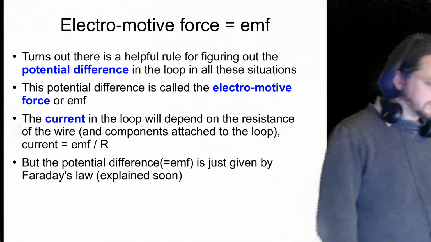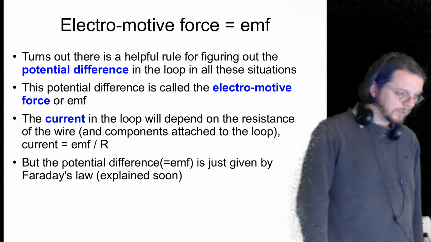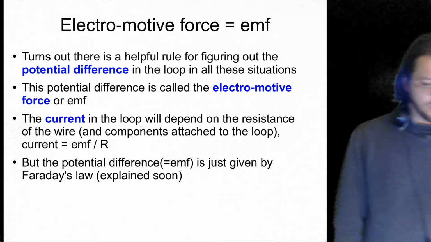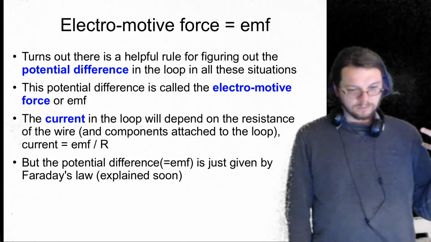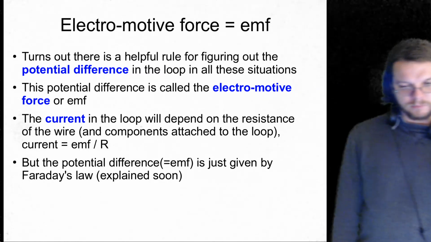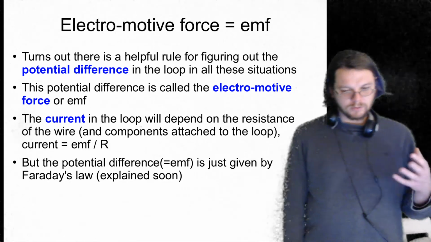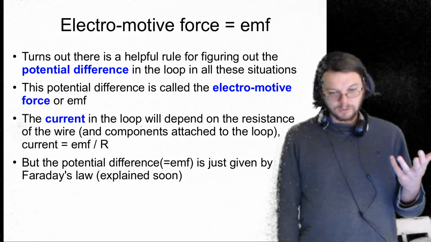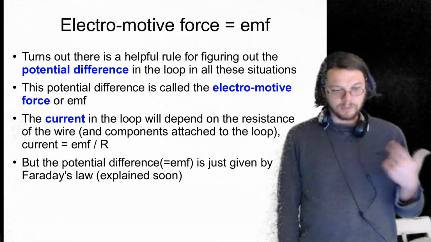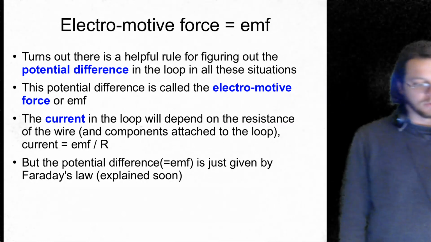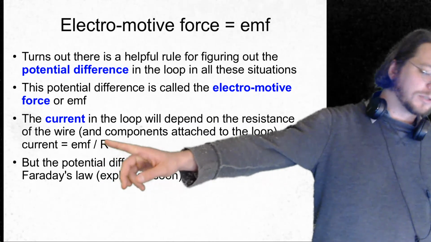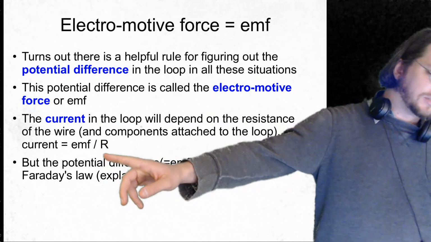So now we're going to talk about the electromotive force, which is related to all this. The potential difference created by these kinds of changes, moving through magnetic fields, is called the electromotive force. And then what we typically do is we figure out what the electromotive force is, then we divide by the resistance to get the current.